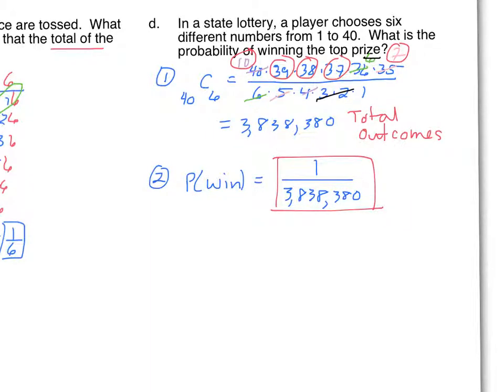If you divide that out on your calculator, you get 1 divided by 3,838,380. That is 2.61 times 10 to the negative 7. That means that you have 6 zeros in front of your 2. That's less than 1%, quite a bit less than 1%, isn't it?